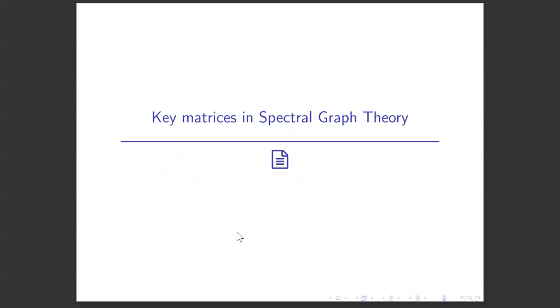And then we will come to the mathematical part. The mathematical part is maybe something you are very familiar with, like the adjacency matrix and the Laplace matrix.